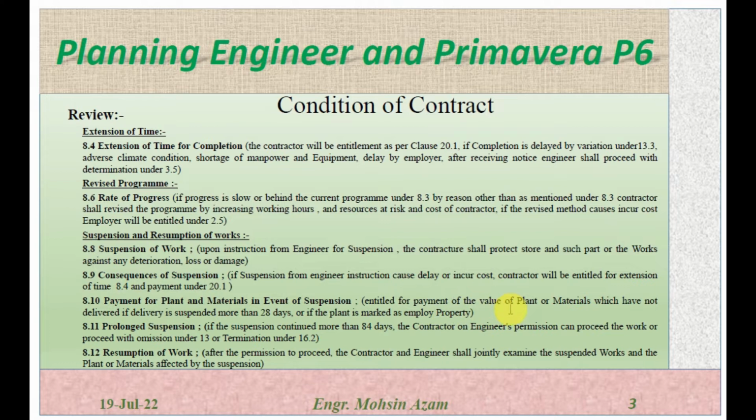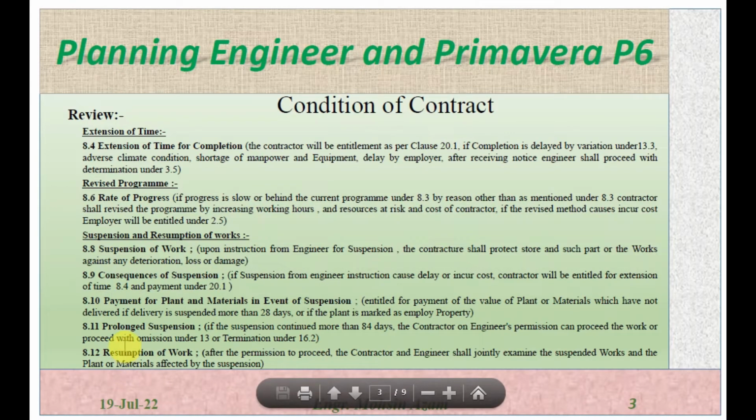The contractor is entitled to the payment of the value of the plant or material which has not been delivered if the delivery is suspended more than 28 days or if the plant is marked as the employer's property. So the contractor will be entitled to the payment for the plant if it is not delivered to the site, if the work is suspended more than 28 days, or in case the plant is marked as property of the employer. So for any plant or material, if its delivery is suspended for more than 28 days, he will be entitled to the payment, or if it is marked as property of the employer. 8.11 is prolonged suspension.